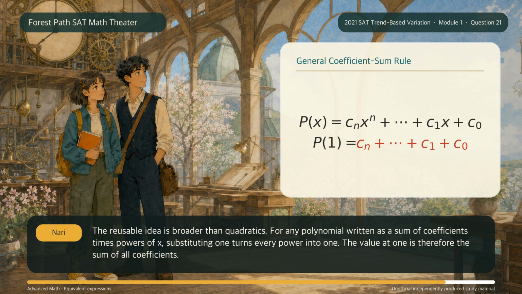The reusable idea is broader than quadratics. For any polynomial written as a sum of coefficients times powers of x, substituting 1 turns every power into 1. The value at 1 is therefore the sum of all coefficients.